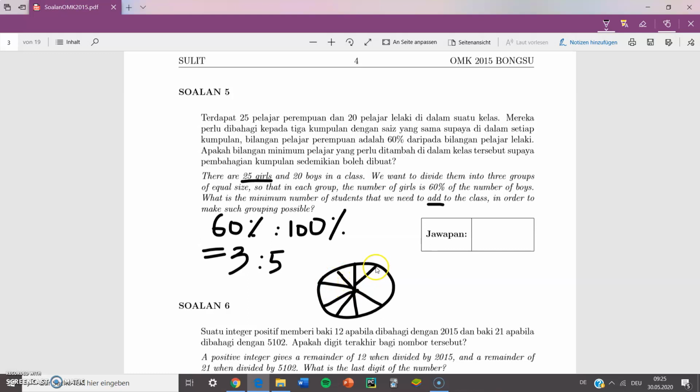So, okay, let me draw this quite ugly pie chart out. So, the number of girls, as I write here, should be a multiple of 9.